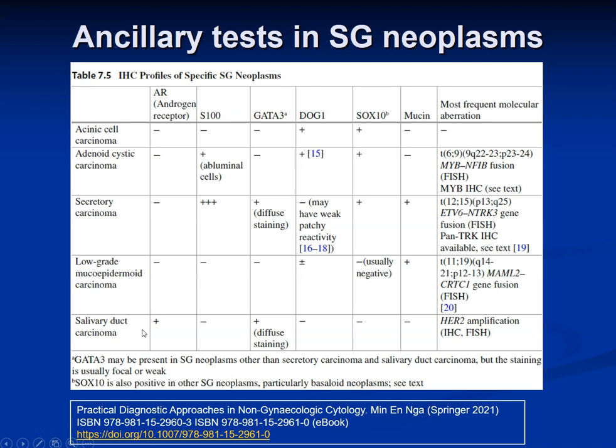For salivary duct carcinoma, androgen receptor reactivity may be helpful, as well as GATA3, which is also positive in secretory carcinoma. So there also have been some molecular aberrations which have been described, and again, it really depends on availability in specific labs. Some of these actually have immunohistochemical correlates which have been developed, but again, these have to be validated in your specific institution.